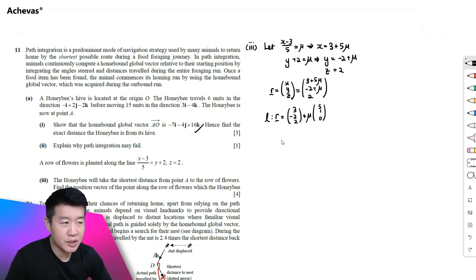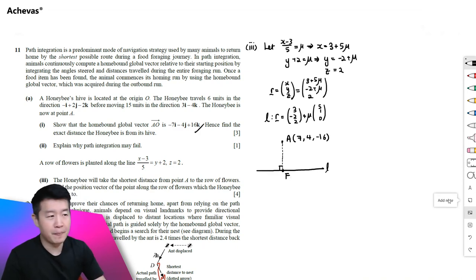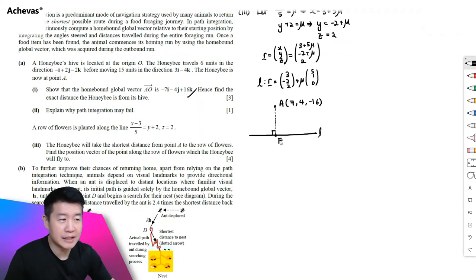And according to the question, we are supposed to look at point A. This is AO, so point A should have a coordinate of negative of this. So it should have a coordinate of (7, 4, minus 16). So we are trying to find the foot of the perpendicular from A to the line L. I'm going to name the foot of perpendicular, let's say, F. So we're going to try to find this. And since F is a point that lies on L, we know that OF can assume this format: (3 plus 5 mu, minus 2 plus mu, 2).